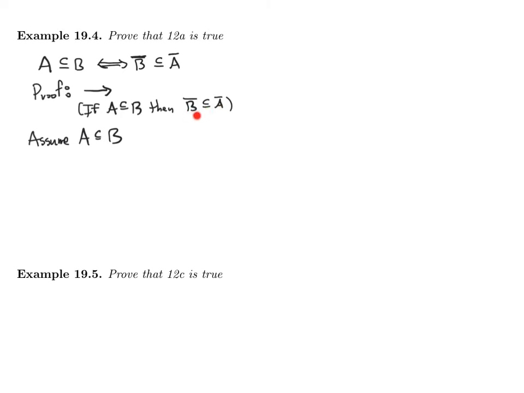So we'll take an element from the negation of B, and we need to show that it's in the negation of A. So to show that the complement of B is a subset of the complement of A, the tool we have to work with, the assumption, is that A is a subset of B. Okay, so let's go ahead.